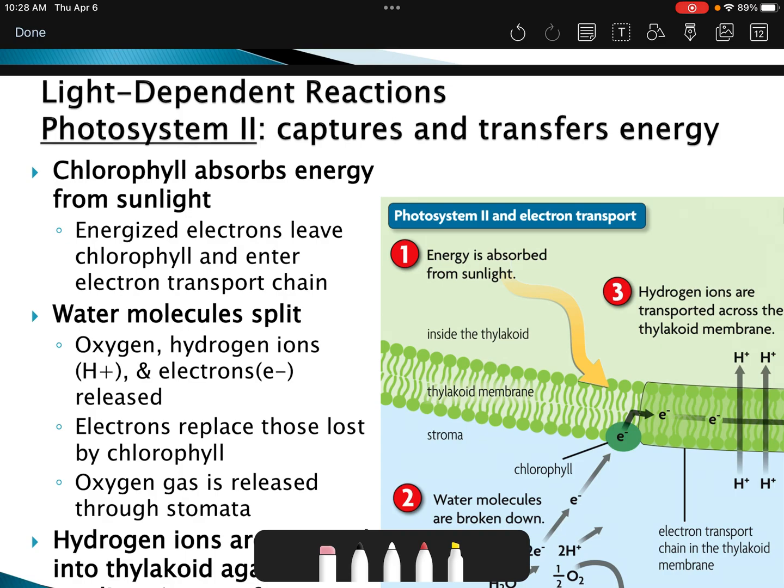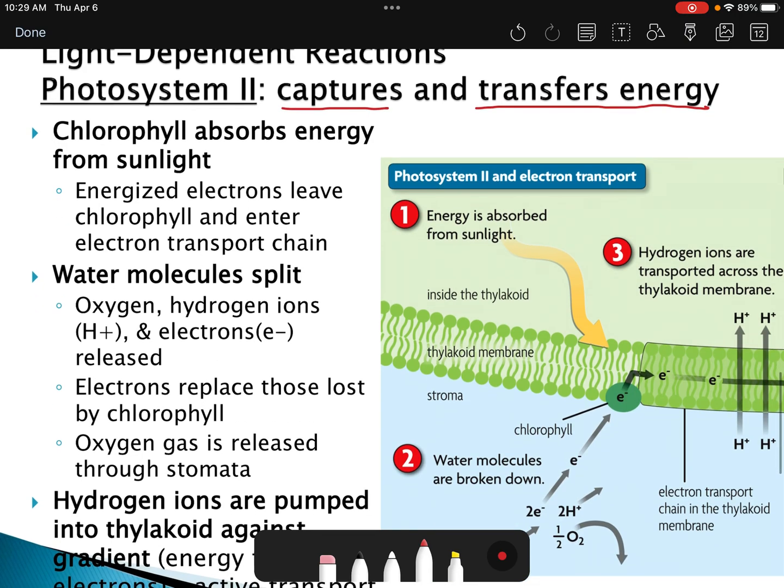We're actually going to start with photosystem 2. I know that sounds weird, but we're starting with photosystem 2. And the main thing that happens here is it captures and transfers energy. Keep that in the back of your mind as you're watching. We're capturing energy, obviously, from the sunlight, and we're transferring that energy to other molecules.